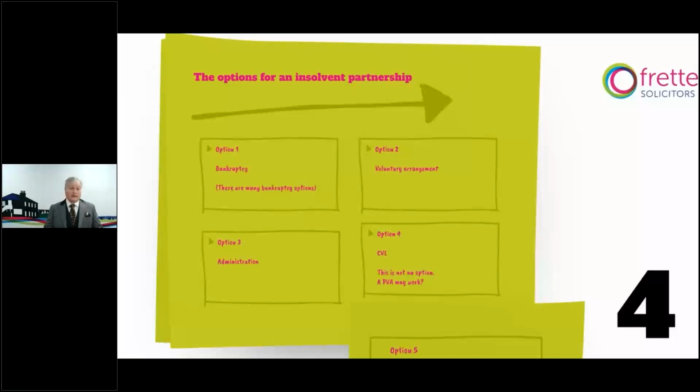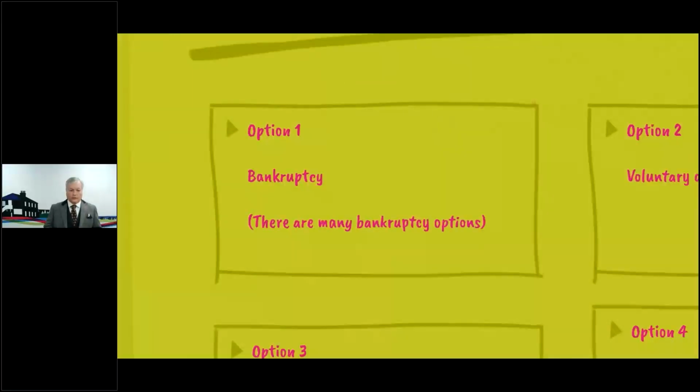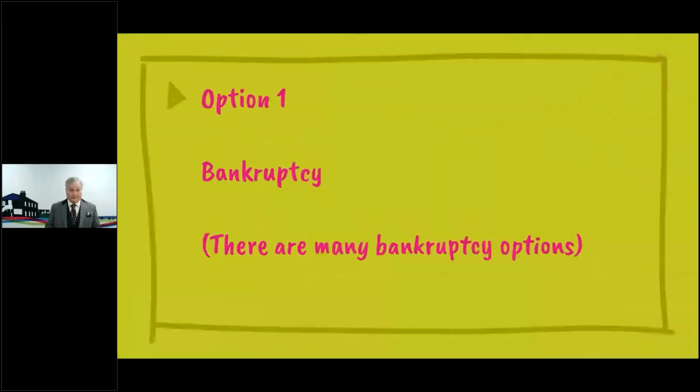Option 1 is bankruptcy. Option 2, voluntary arrangements. Option 3 is administration. Option 4, which is not really an option, is CVL. And option 5, which again is absolutely not an option, is an NVL. But I will talk about how to deal with an insolvent partnership where a voluntary liquidation would be the right thing to do if it were a company. So first of all, let's look at option 1, bankruptcy.